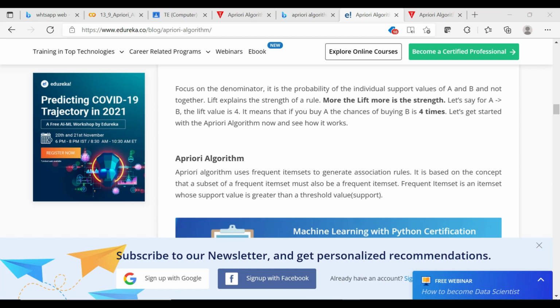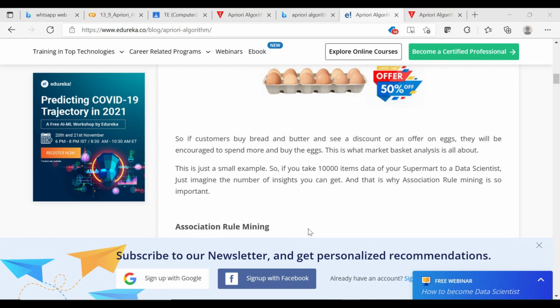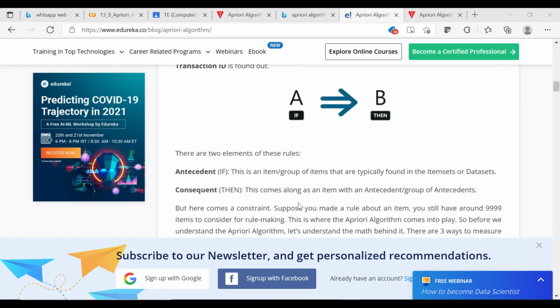Today I am explaining what the Apriori algorithm is. First, understand what an association rule means. An association rule can be thought of as an if-then relationship. Suppose item A is being bought by the customer, then the chance of item B being picked by the customer too, under the same transaction ID, is found out.